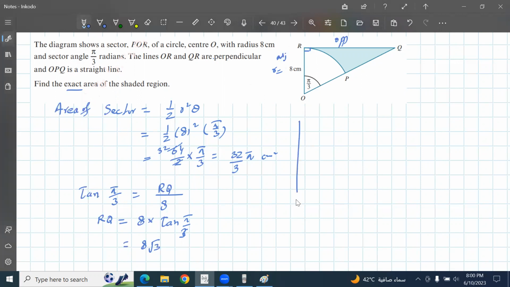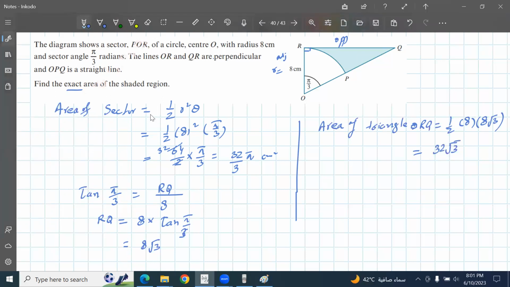Now we will find out the area of the triangle ORQ, which is equal to 1 over 2 base. Base is 8, and the opposite side we just found is 8 square root of 3. Again we are looking for the exact answer. So 8 multiplied by 8, 64, divided by 2 gives us 32 square root of 3.